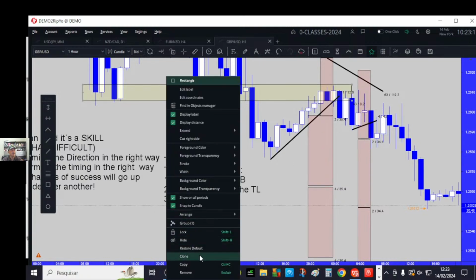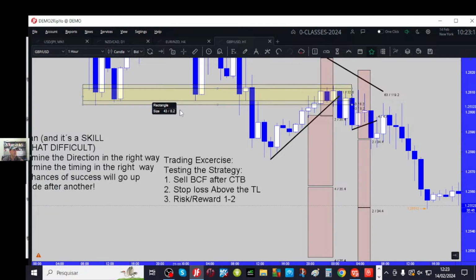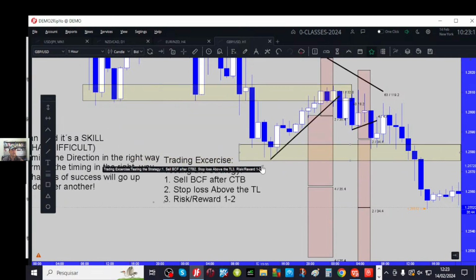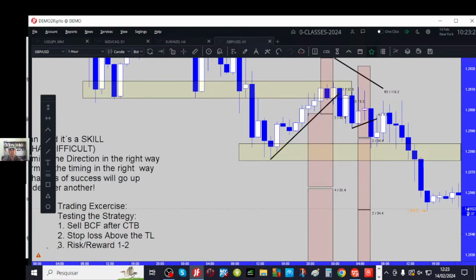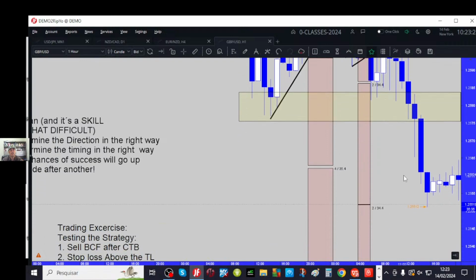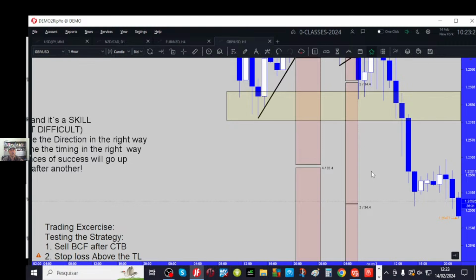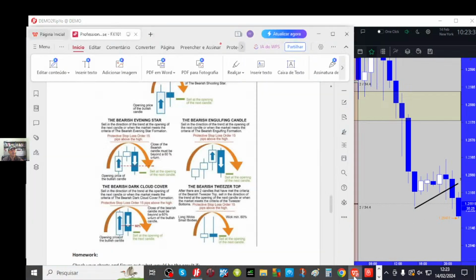So we are here, and now look what I'm going to do. Right click, clone, past resistance here too, right? So I'm charting. I don't know what is going to happen. I have no idea, but I'm charting, right? So I'm waiting for the market. And do we have another counter trend line break here? And this is a nice example of bearish evening star, everybody.